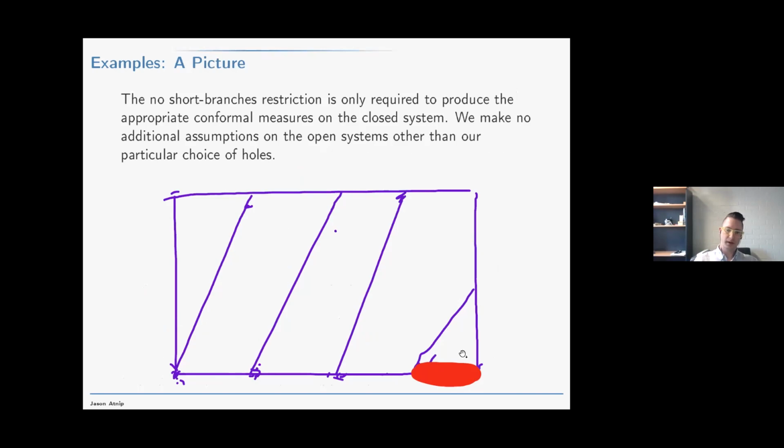Okay, and also I guess we kind of said this before, but let me say it another way. The assumption that we need no short branches is only for the closed system. So once we have our closed system working, all we have to do to have our holes is pick this hole to be the last branch, and everything will work that we're going to talk about today. Okay.